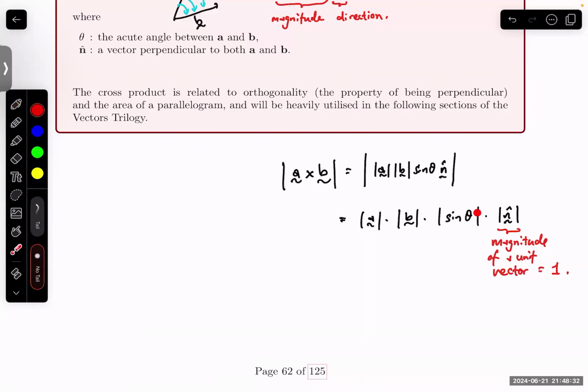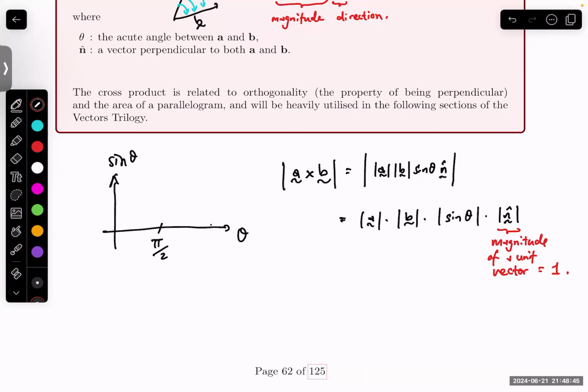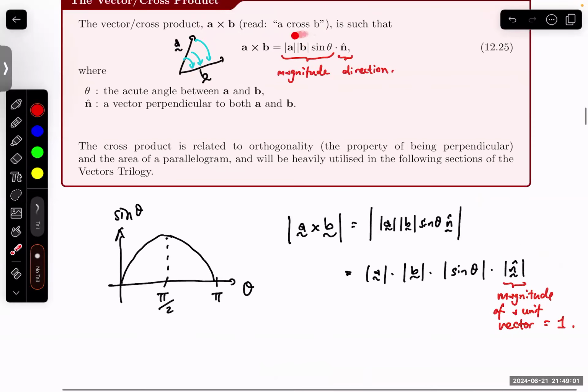Modulus of sine theta, the good thing is that for sine, when theta is acute or obtuse, sine is always positive. So because sine is always positive, when you take modulus, it's still the same thing. It's this magnitude. It's just that it's a bit easier to just put the magnitude here rather than write this down, because it doesn't really make much sense.